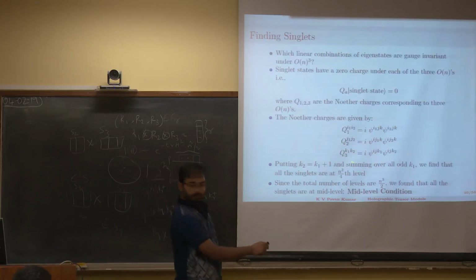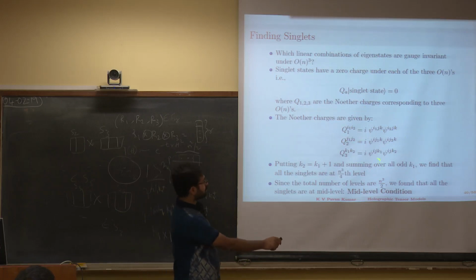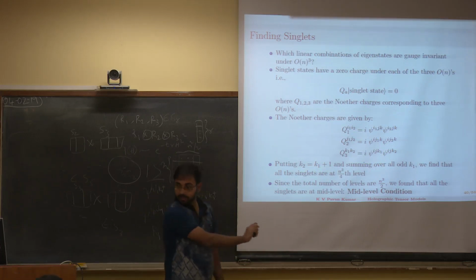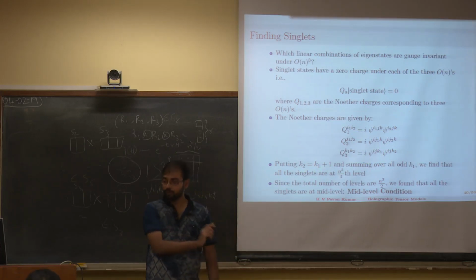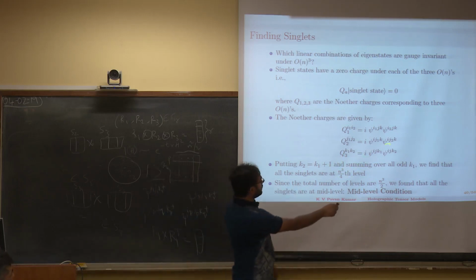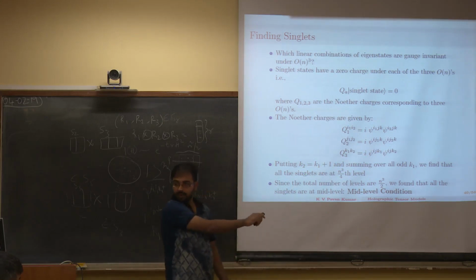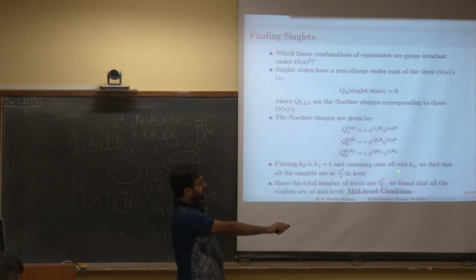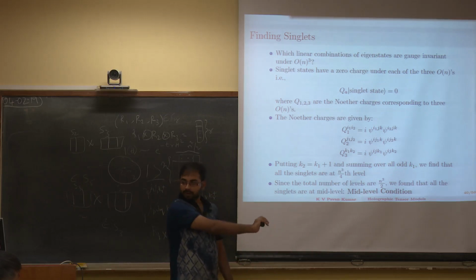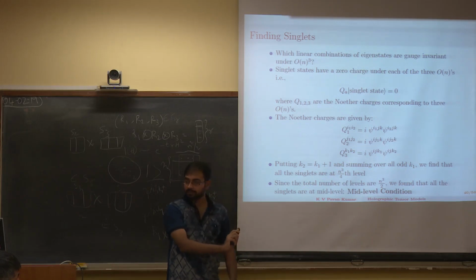These are the Noether charges for the uncolored model. And you take this charge and put k2 equal to k1 plus 1 and sum over all the k1. These are the charges for the 3 ON cube. And you take this large charge and you make this substitution k2 equal to k1 plus 1 and sum over all the odd k1s. This immediately gives you that all the singlets should be at n cube by 4th level.